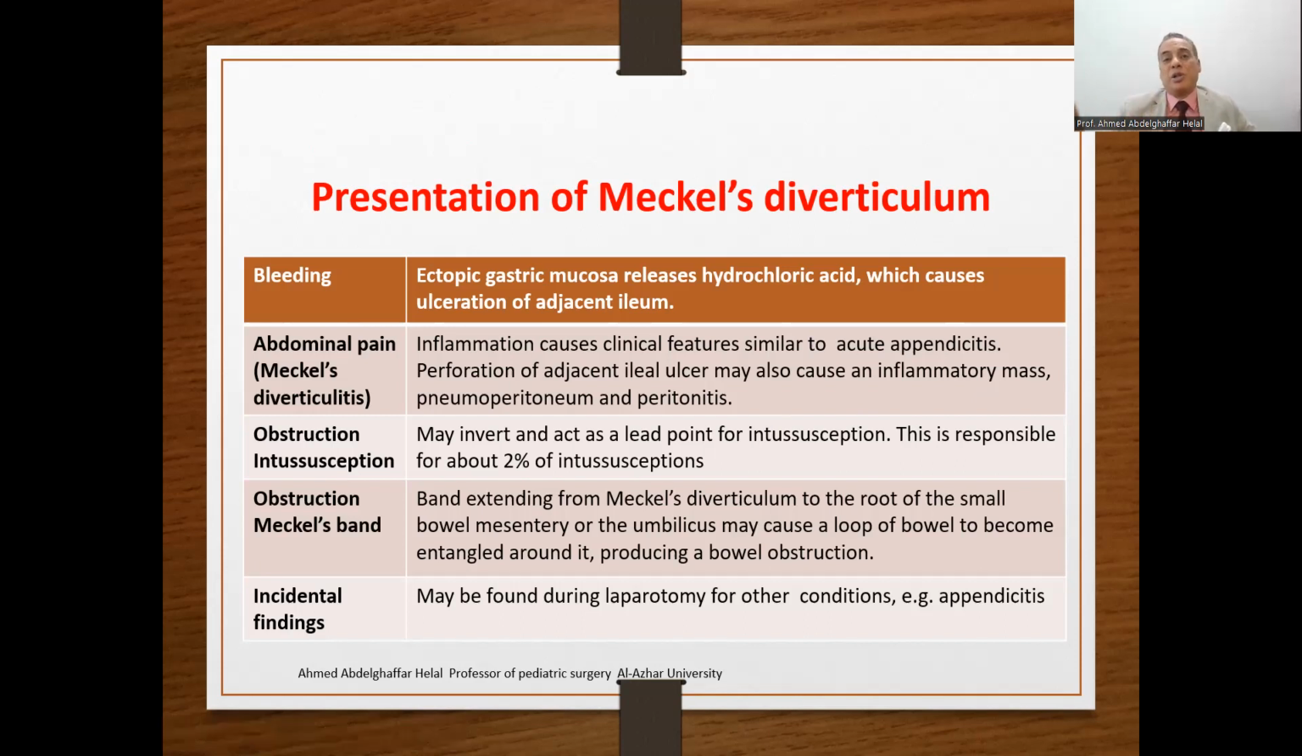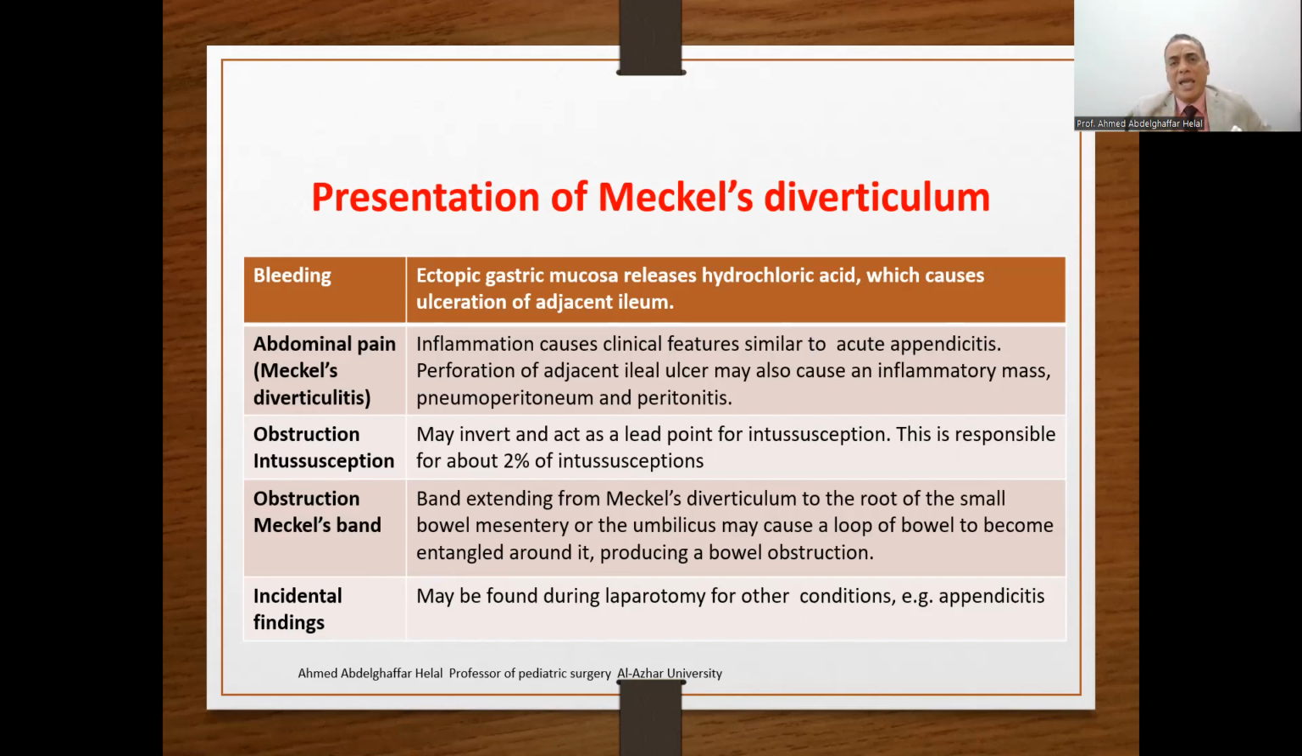Obstruction may be by intussusception. The Meckel may invert and act as a lead point for intussusception. This is responsible for about 2% of intussusceptions. Obstruction by band: a band may cause a twist, or volvulus, or internal hernia. A band extending from the Meckel to the root of the small bowel mesentery or the umbilicus may cause a loop of bowel to become trapped around it, producing bowel obstruction. And sometimes Meckel may be found as an incidental finding during laparotomy for other conditions like appendicitis, and we will speak about this debate shortly.